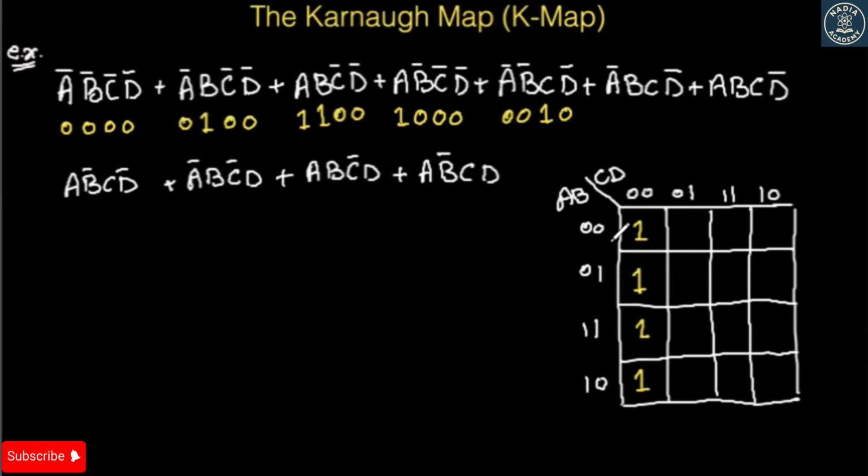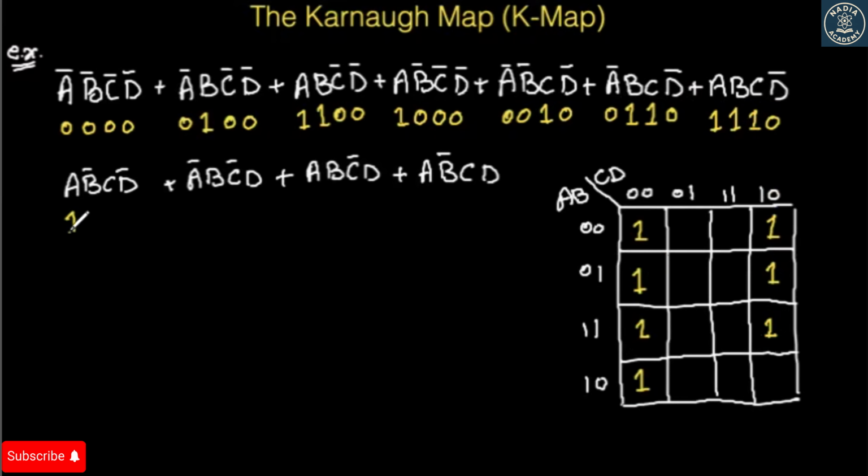So 0, 0, 1, 0. So we have 1 over here. Then A bar 0, B 1, C 1, D bar, so 0. 0, 1. This is 0, 1 and 1, 0 over here. Then next we have A, B, C, A1, B1, C1, and D bar, so D 0. 1, 1, 1, 0 over here.